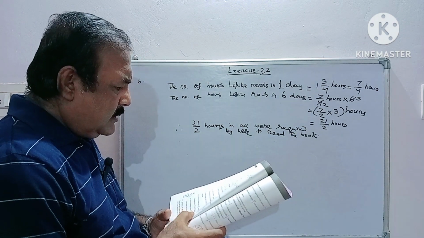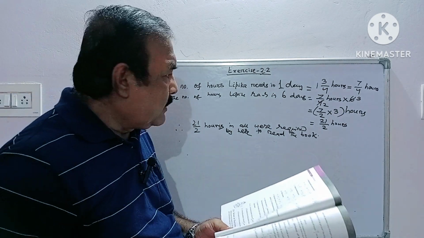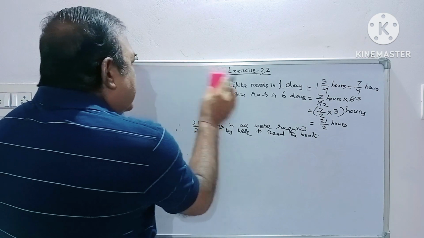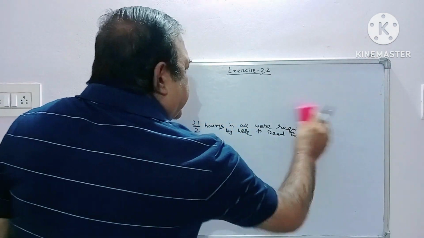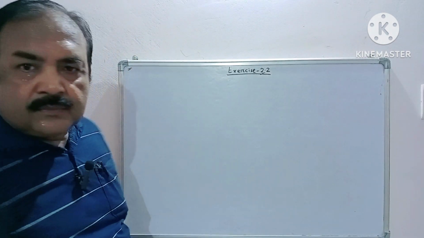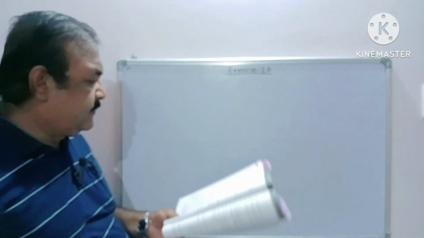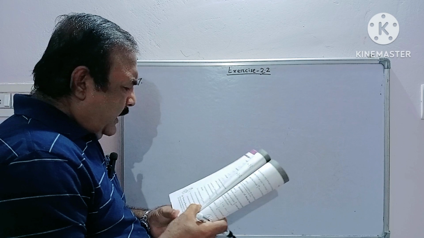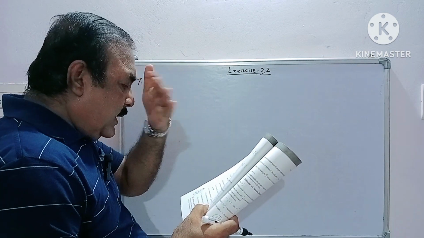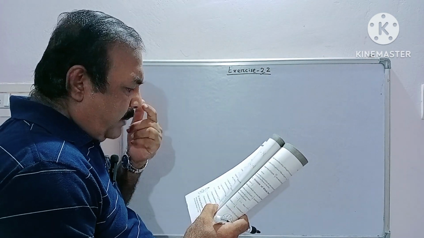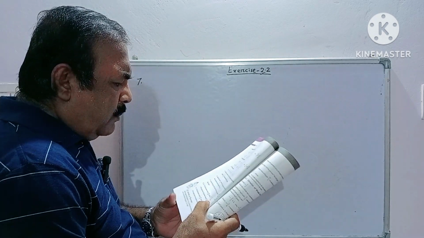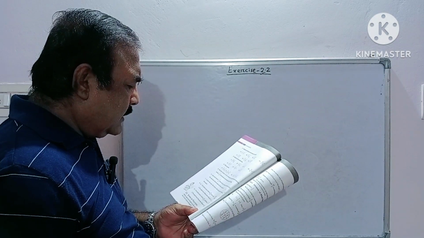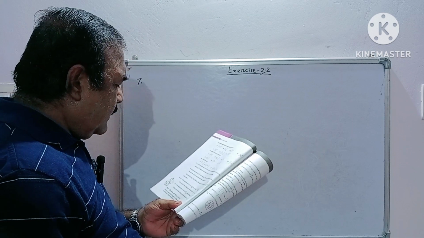So let us come to question number 7. A car runs 16 km using 1 liter of petrol. How much distance will it cover using 2 whole number and 3 upon 4 liters of petrol?